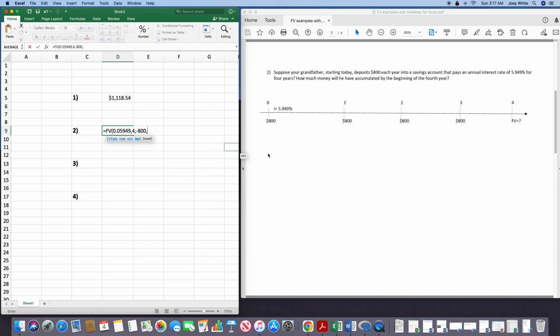Now in this case we need to put the PV, but there is no PV because it's an annuity, so we'll just put 0. And then finally for type, because this is an annuity due, we need to put a 1, right? So we'll put a 1, and then we'll close the parentheses, and then press enter. And so by the beginning of the 4th year, that annuity will have amassed $3,705.08. Okay? All right.